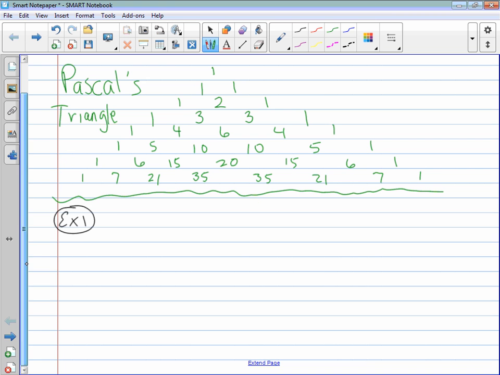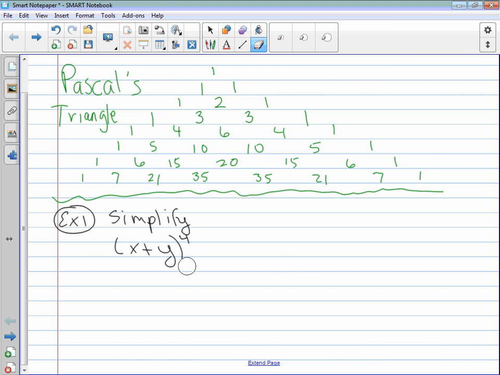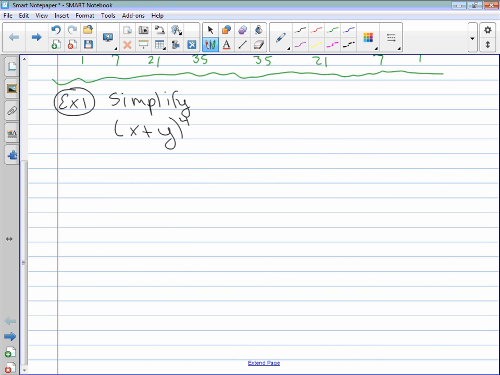Example 1: your job is going to be to simplify the expression. Let's start out with x plus y to the fourth power. Oh no. You should be saying, oh no, right now, because I know none of you are going to try to tell me that that's x to the fourth plus y to the fourth, right? No one is going to say that. Wrong.